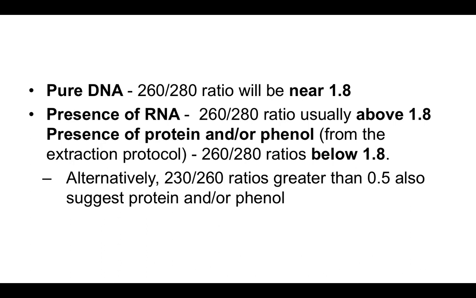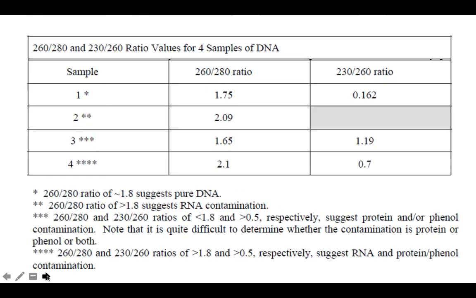Okay, so I'll show you a very useful table summarizing everything that I've mentioned so far. Here, just take note of the 260/280 ratios and 230/260 ratios. The key value here is 1.8. The nearer your absorbance ratio to 1.8, the more pure your DNA sample is.